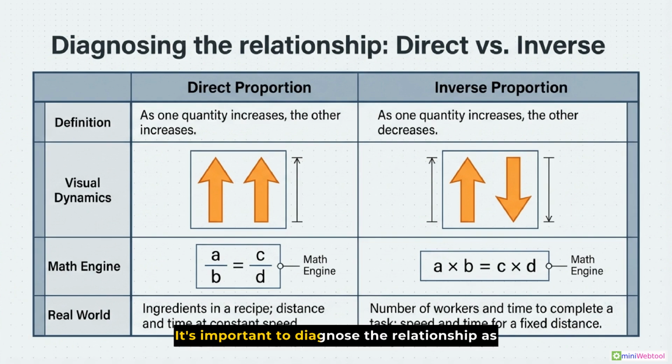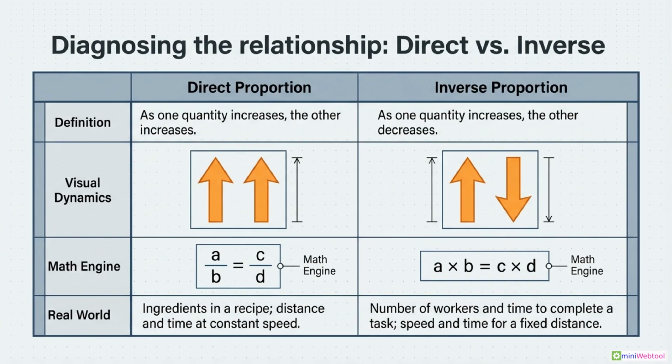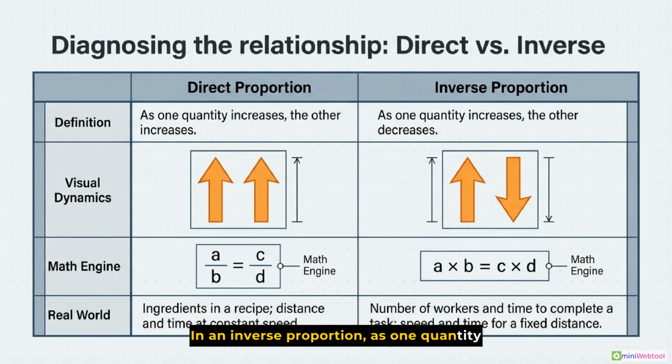It's important to diagnose the relationship as either direct or inverse proportion. In a direct proportion, as one quantity increases, the other increases. In an inverse proportion, as one quantity increases, the other decreases. The math engines for each differ.